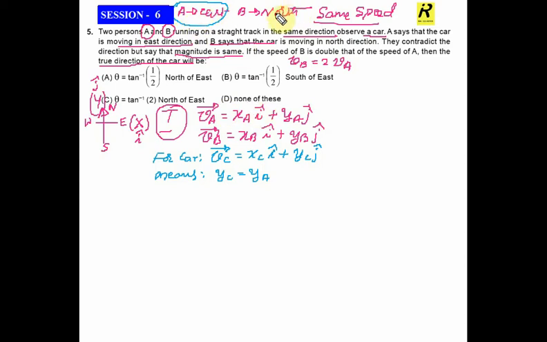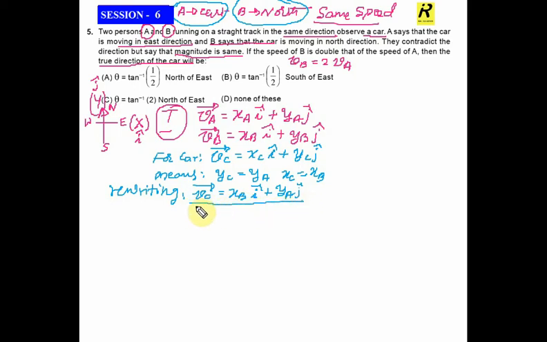And B watches the car which is moving only in the north direction, so only the y coordinate changes with respect to B. That means only these two things will vary with respect to B, and these two things remain the same. So XC is equal to XB. Now I'm rewriting the same equation for the car: VC equals XB i cap plus YA j cap. So the final equation for the car velocity is here, and I am using this as a reference.